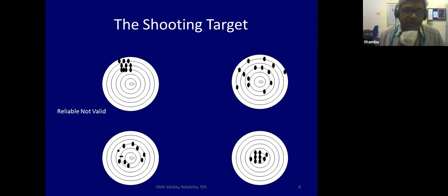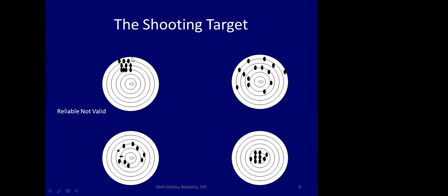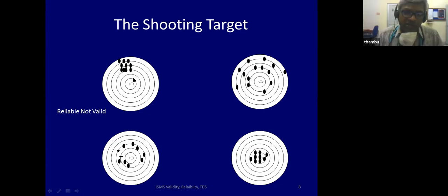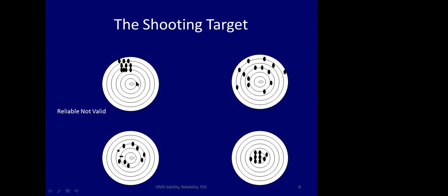In the first example, you find that all the bullets have hit in a very narrow area. It is repeatedly hitting the same area. But remember, this is where it should have hit, yet repeatedly it's hitting in a different area. So it's very reliable, reliably hitting the same area, but it is not the truth. Validity means it should have hit here. This is the true area where the gun should have hit. So this is an example of a test which is highly reliable. It keeps on giving you the same value at a point of time, but it's not valid because it's not giving you the correct result.